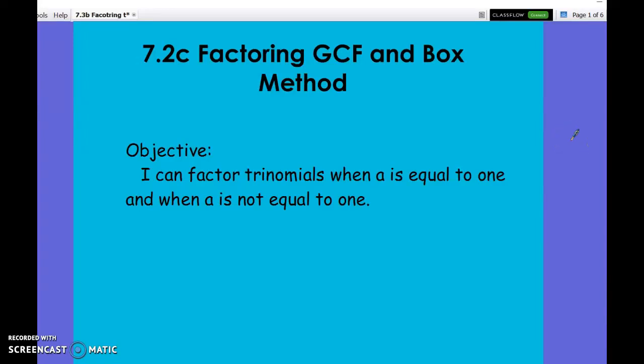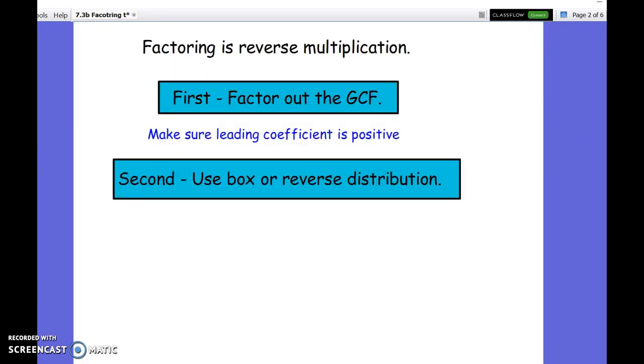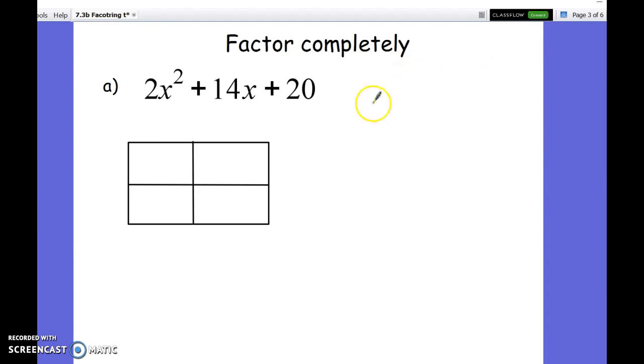7.2c is factoring using the GCF and the box method. So we're going to take what we know about factoring and we're just going to combine it. So factor, number, just reverse multiplication. First, we're going to look for any greatest common factor, and then we're going to use that box method to factor our trinomial.